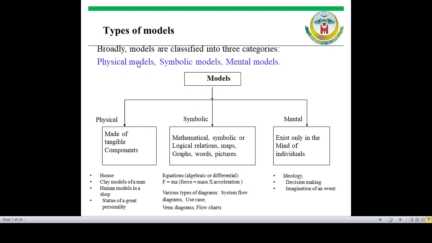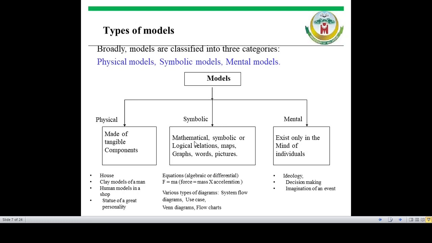Now, types of model. Broadly, models are classified into three categories: physical models, symbolic models, and mental models. The physical models are made of tangible components. For example, a house model, a clay model of a man, a human model in a shop, a statue of a great personality. All these are physical models.